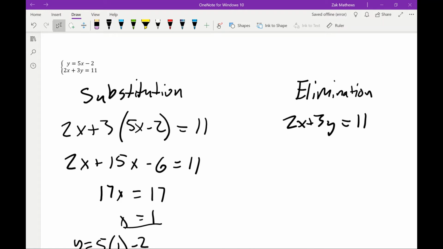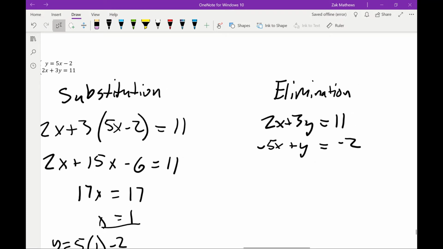Both the x and the y are already on the left-hand side. Perfect. This first equation, however, I need to move the 5x over to the left-hand side. I must subtract it over, so I have my x's and my y's both on the same side of the equation. If I were to add or subtract these equations right now, I would end up with a negative 3x and a 4y, or if I subtract it, I get a 7x and a 2y. Neither of those is canceled.